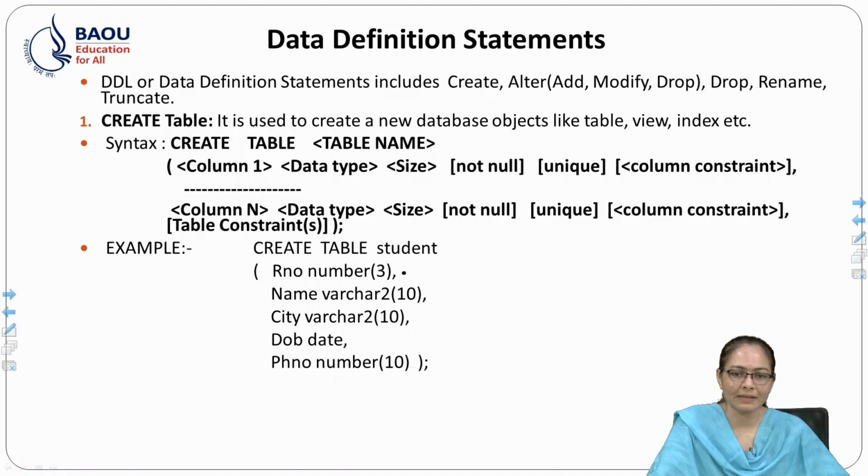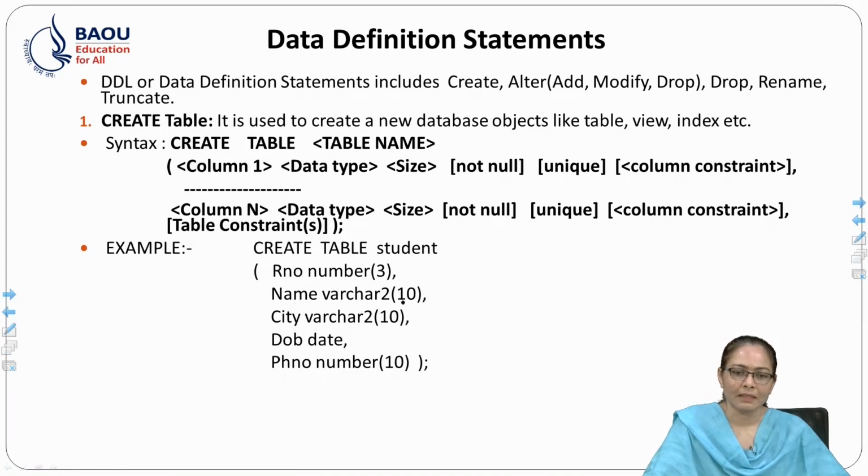In the bracket, 3 is the size. After that, comma, and then the second column name is name. Its data type is varchar2 because the name column stores character type data. That is why we use varchar2. In the bracket, 10 is the size of the column.